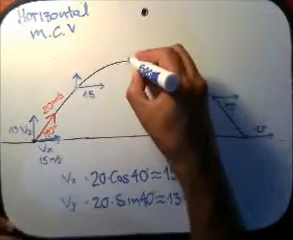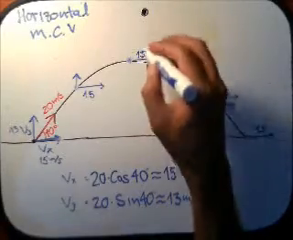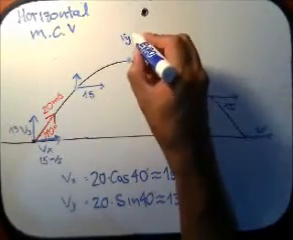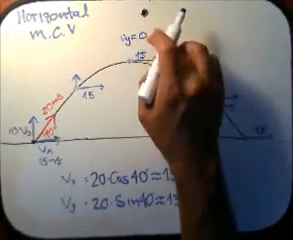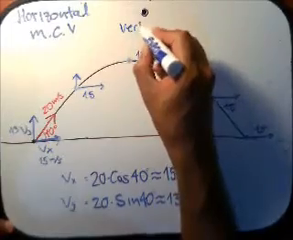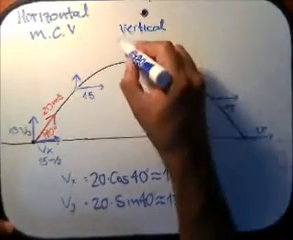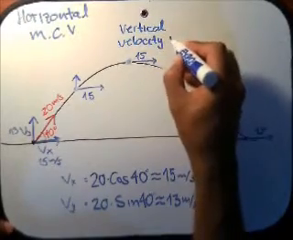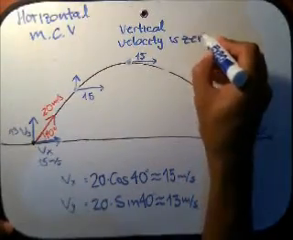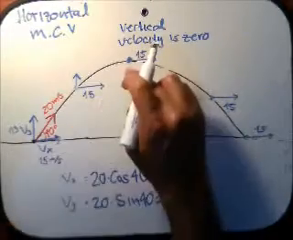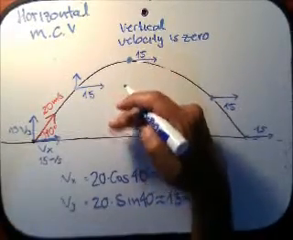What is going to happen up here at the maximum point? The velocity in the y-axis will be 0, right? So I'm just going to write it like this. I'm going to say that the vertical velocity is 0, just here, right? Because that's the point where the ball stops going up.